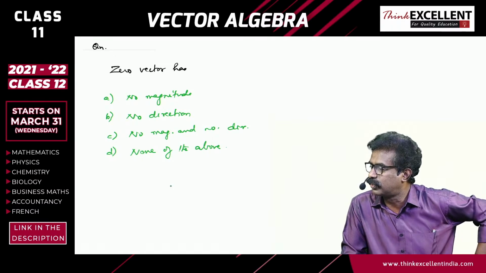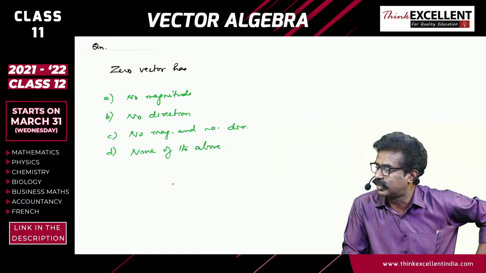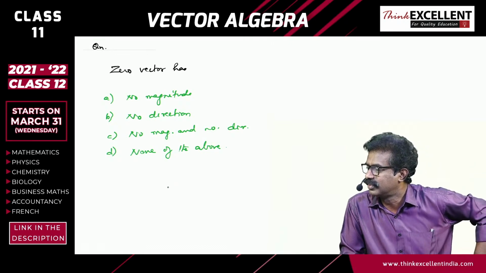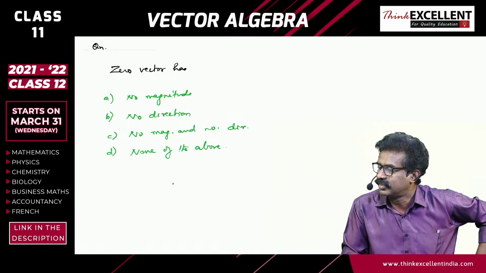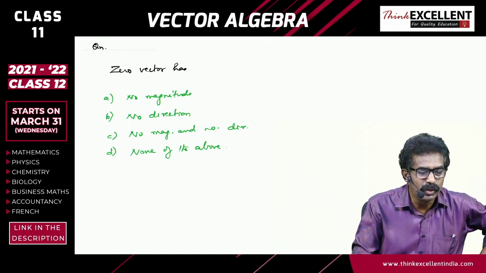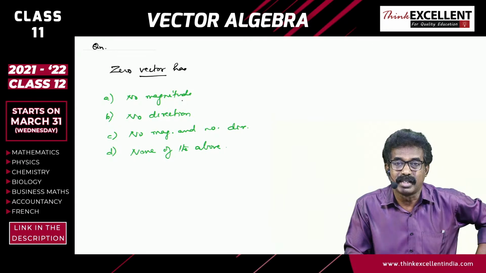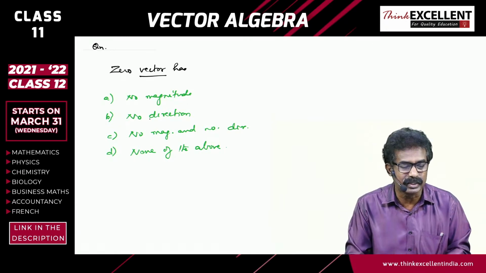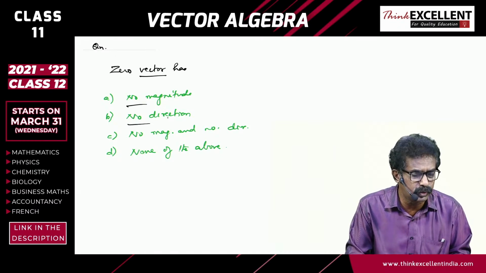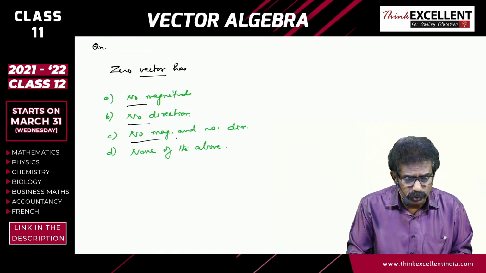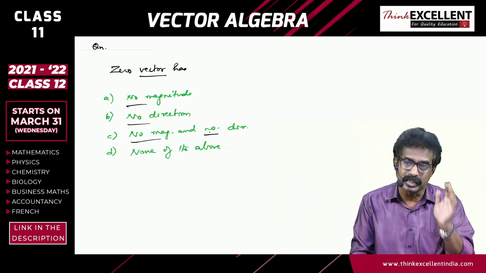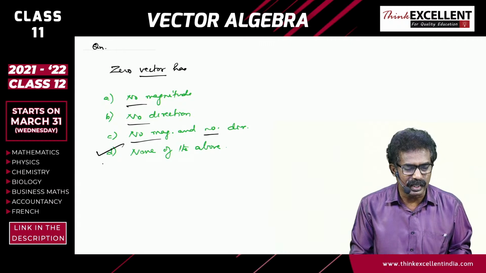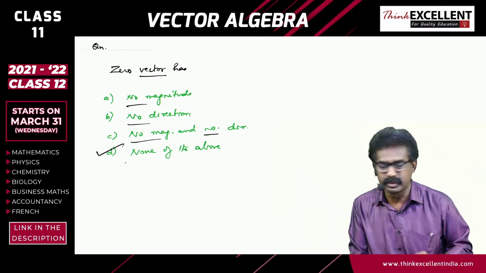Yes, I got one student, Jesse, none of the above. What about other students? Good. Because you know, 0 vector, it is a vector, right? So what is vector? It has both magnitude and direction. So you cannot say it has no magnitude, you can't say it has no direction, you can't say it has no magnitude, no direction. It has magnitude, it has direction, right? Magnitude is 0, that's all. So here the correct answer is what? None of the above. Very good.